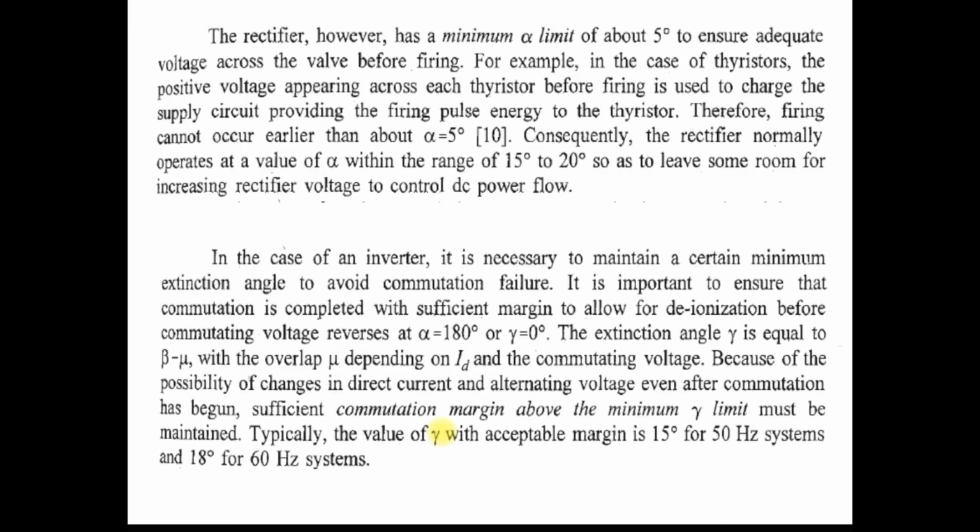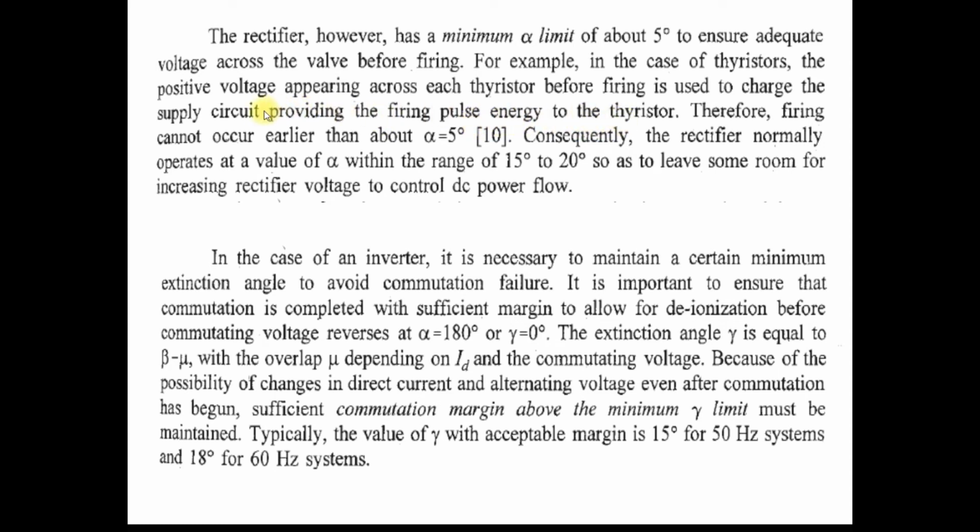The rectifier operation has a minimum alpha limit of about 5 degrees to ensure adequate voltage across the valve before the firing. So why is there a minimum alpha limit in the rectifier operation? As we know, before we fire the valves, a positive voltage appears across the thyristors. This positive voltage before the firing is used to charge the supply circuit which provides the firing pulse energy to the thyristor. It means this voltage energizes the control circuit which provides the gate pulse to the thyristor.